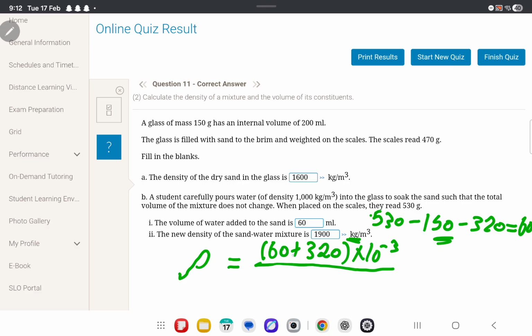Now, they told me the volume of the mixture does not change. So it stays the same 200 milliliters. So 200 milliliters, 200 times 10 to the power minus 6. Now, do this, you get 380 times 10 to the power minus 3, because 60 plus 320 is 380, over 200 times 10 to the power minus 6. You get 1900. That's the answer.